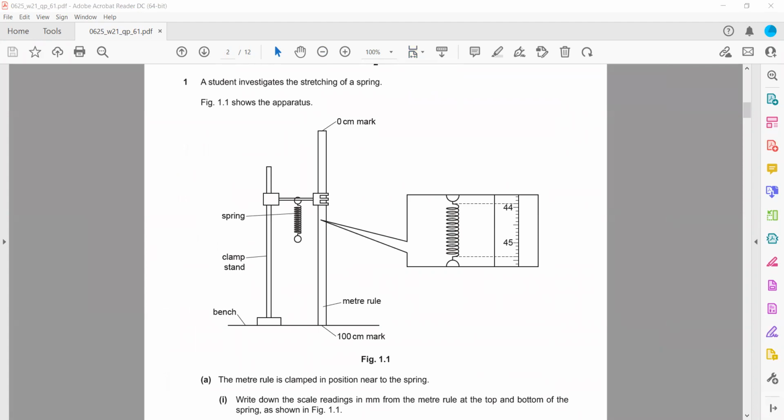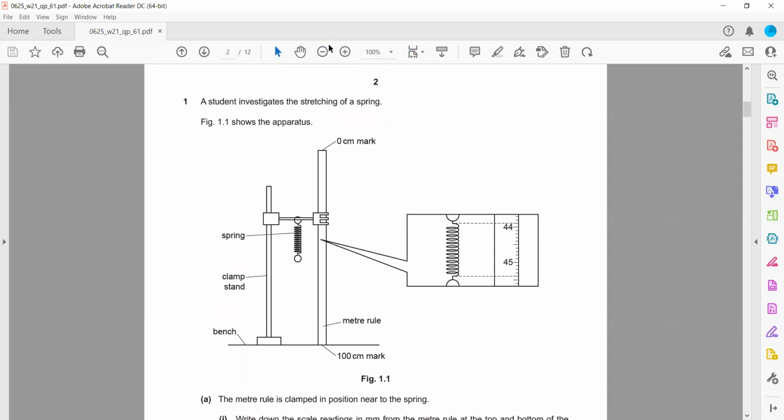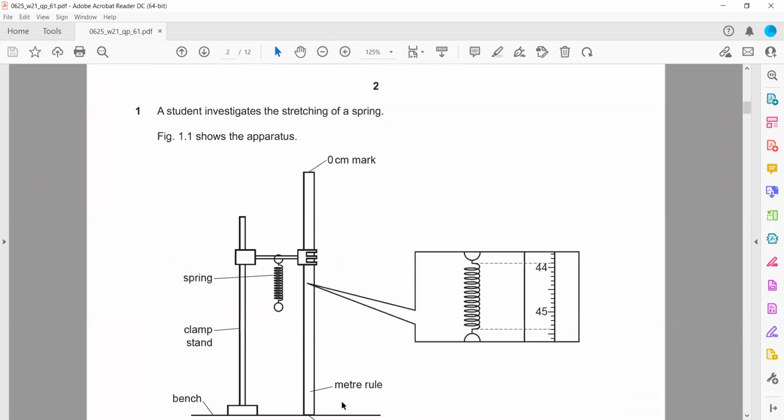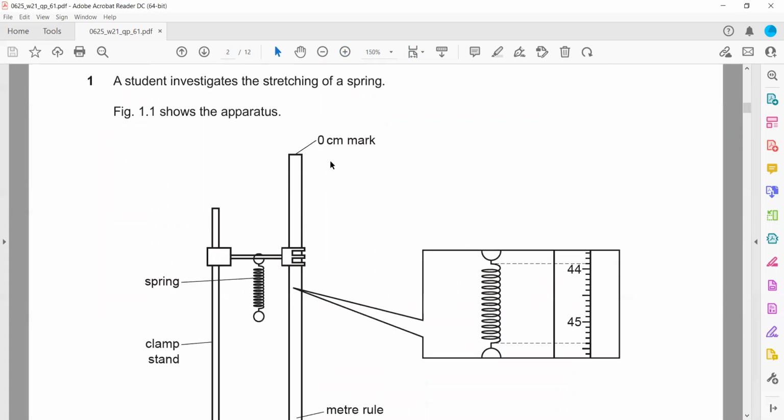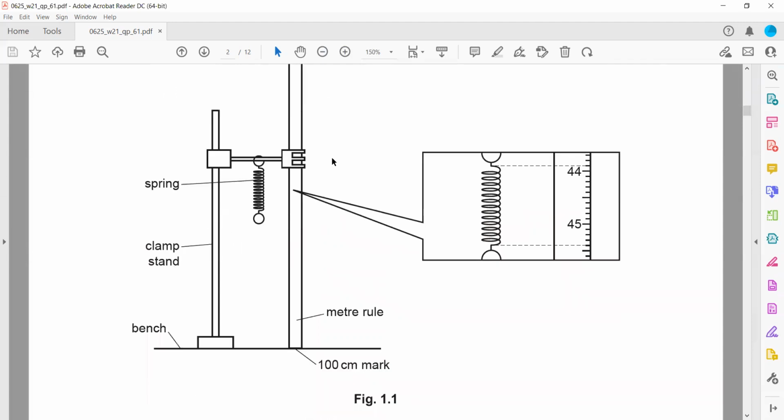In the first question, a student investigates the stretching of a spring. The student is investigating how the stretching of a spring is affected by adding a load. Figure 1.1 shows the apparatus.